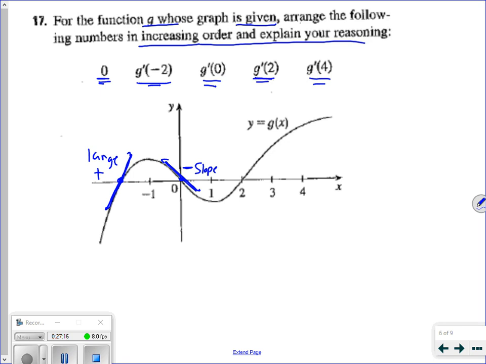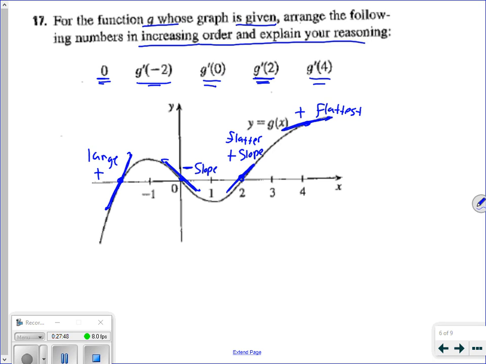What about g prime of 2? G prime of 2 is right here. Again, that's a positive slope of that tangent line, but it's a little bit flatter than g prime of -2. And then g prime of 4 is right here. Again, that tangent line looks to be positive, but it's probably the flattest one on here. So that's probably a value like 1/2 or 1/4 or something, a very flat line.